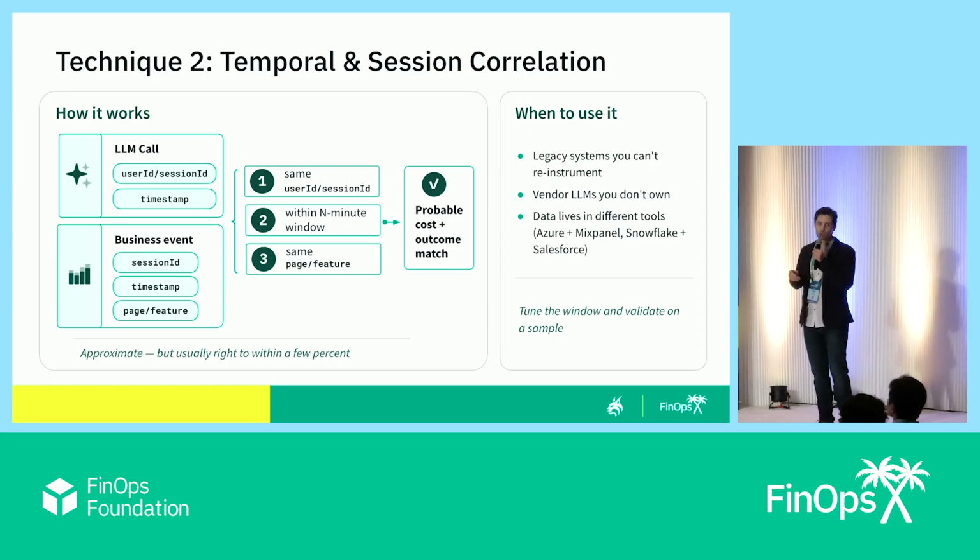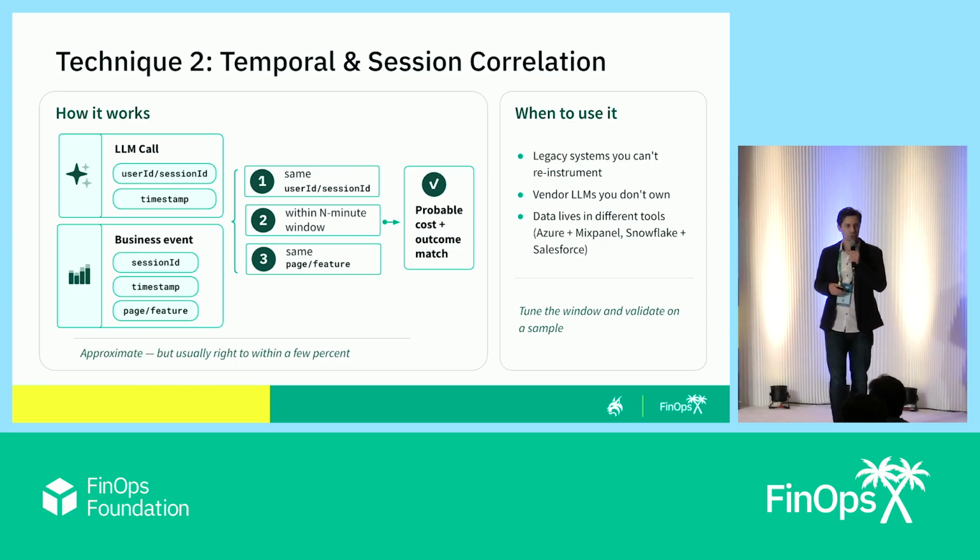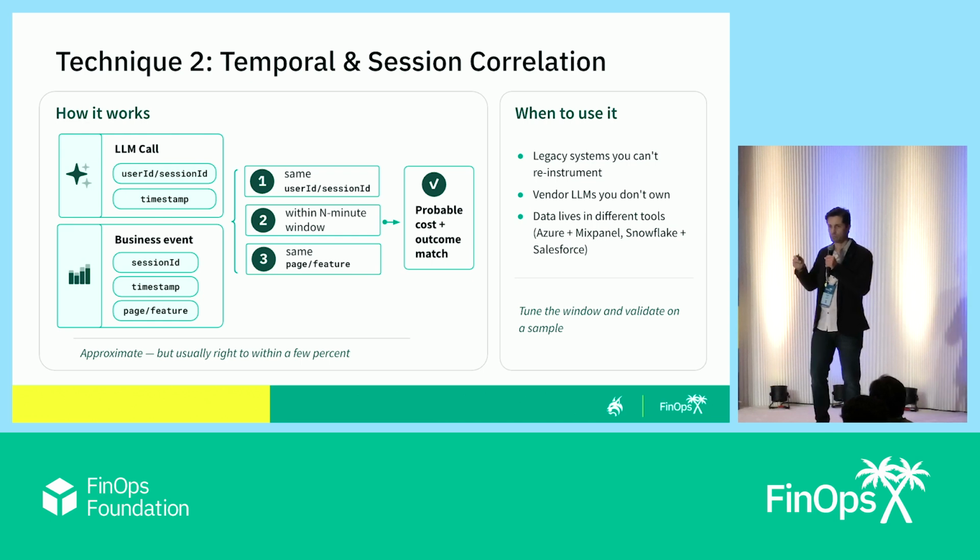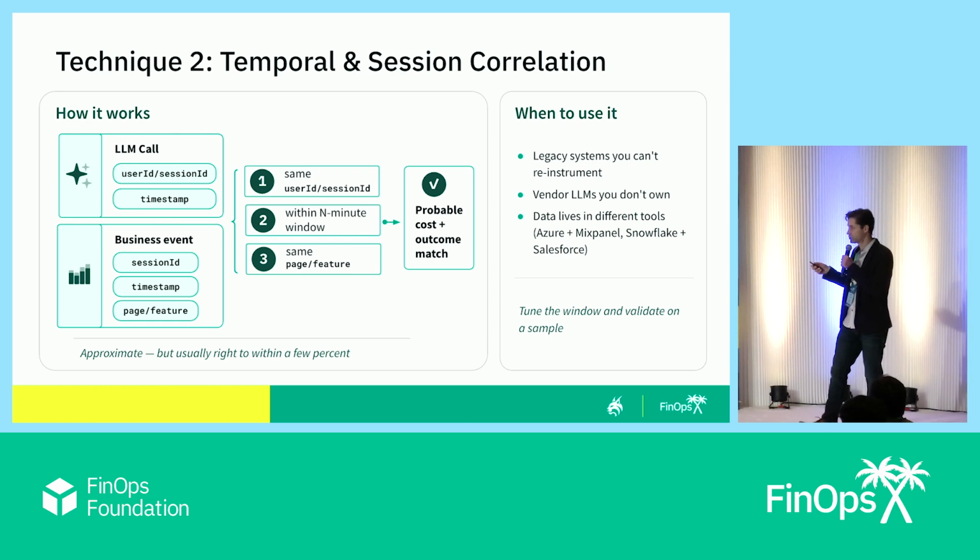Essentially, you join on 3 things: the user session, a time window, and the page or feature where the context is situated. Now, it's an approximation. You've got to validate this with a small data set where you know the results, and you can fine tune your window. It's more like a probabilistic model, and it's okay for directional FinOps decisions. Don't oversell precision, just directional FinOps decisions.